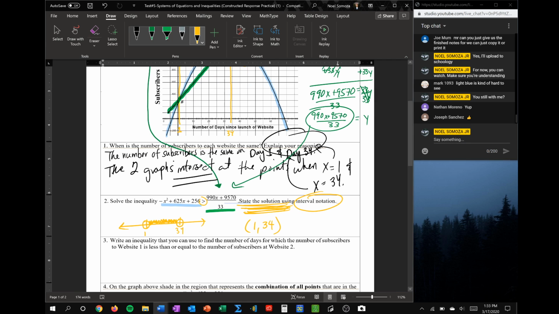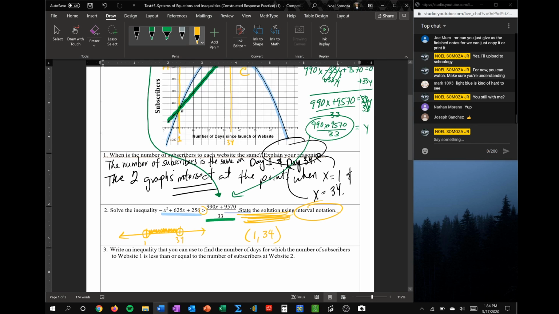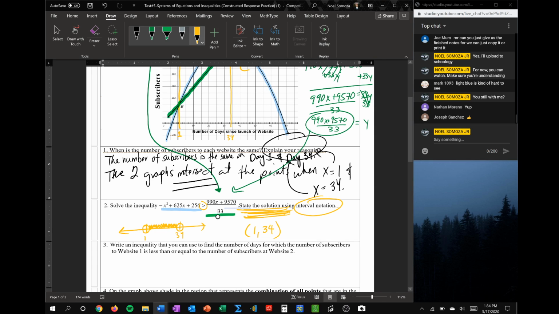All right. Now number 3, real easy. Okay. It says to write an inequality, you can use write. Write does not mean solve. You're just writing the inequality. To find the number of days in which the number of subscribers to website 1 is less than or equal to website 2.